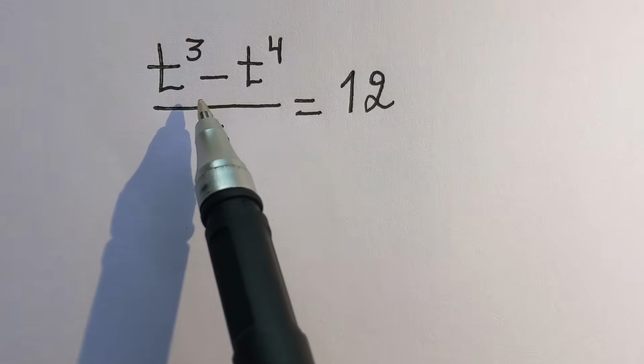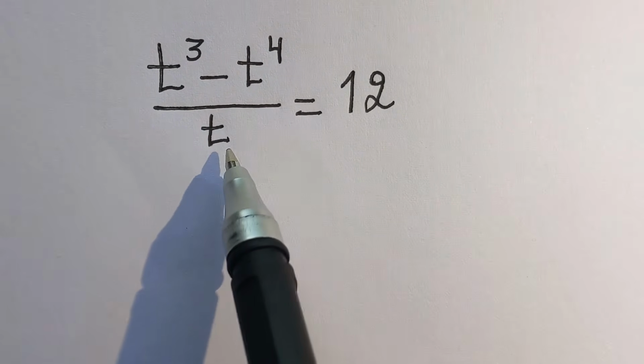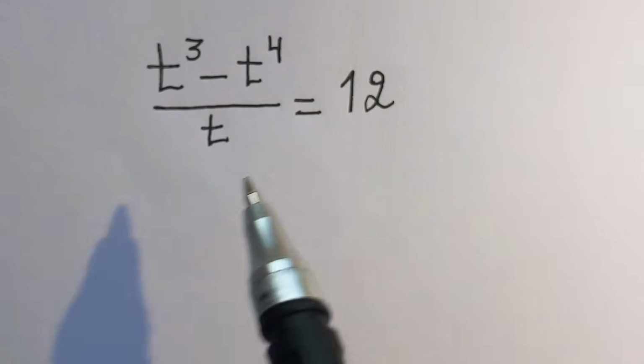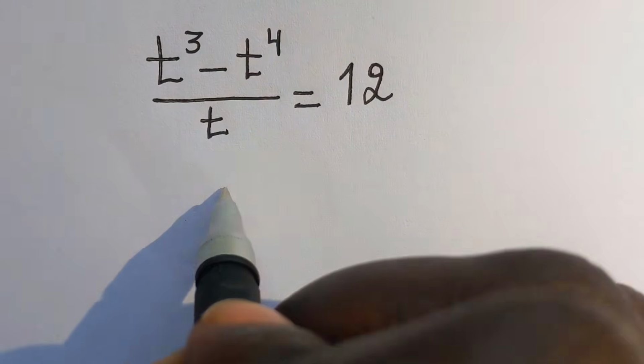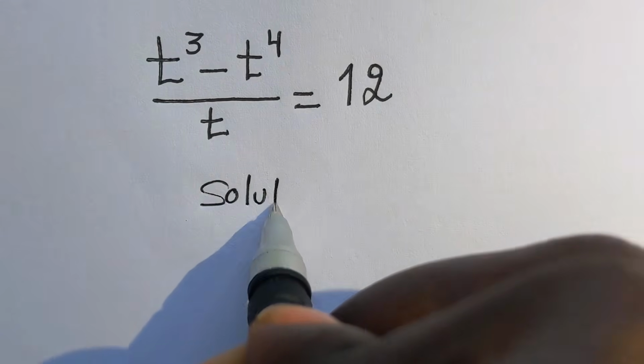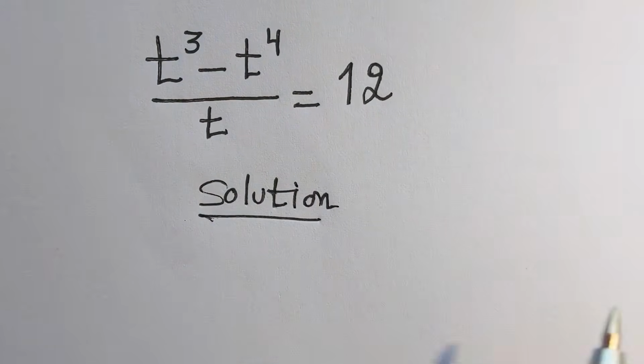T power 3 minus T power 4 divided by T equals 12. We are supposed to find the value of T. So let's provide a solution very quickly by copying what we have.